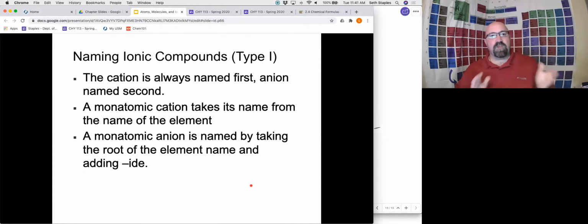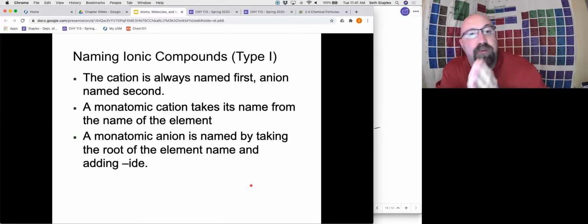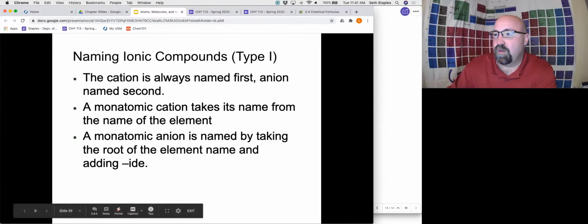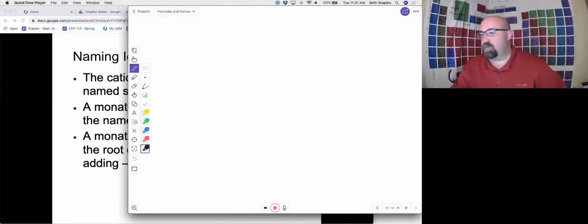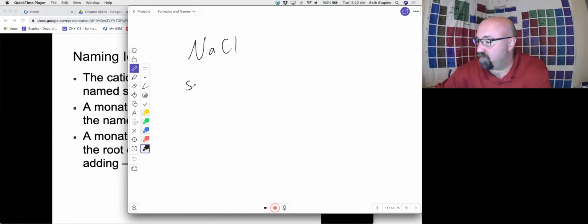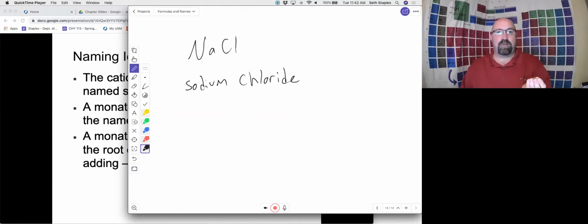Okay, so naming ionic compounds. Cation always comes first. That's just the rule when it comes to naming. We always put the cation first, anion second, and then you just use the names of the ions. And so when we were looking at some of our examples earlier, for instance, NaCl, our name for a sodium ion was simply sodium. Our name for our chlorine ion was chloride. So there's our name for that compound. It's just sodium chloride.